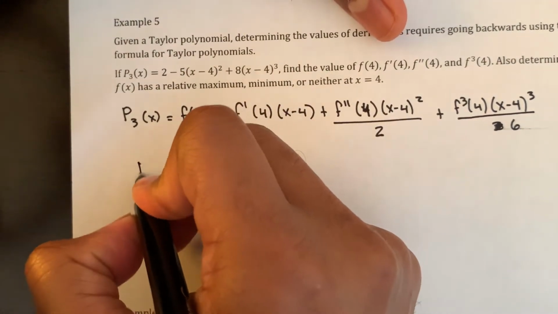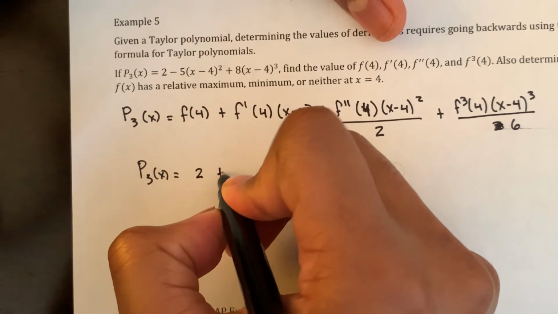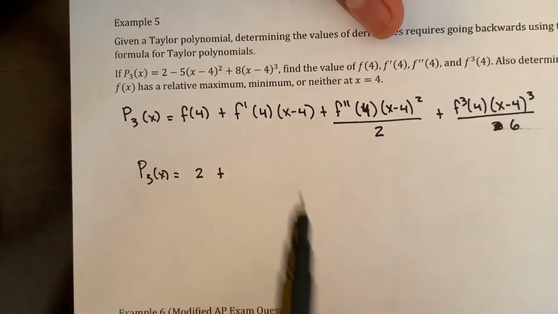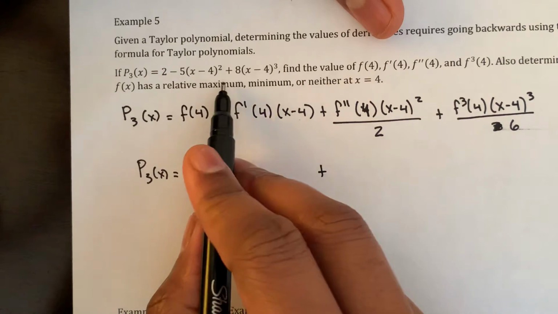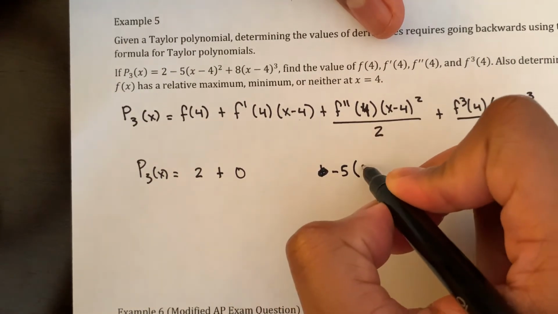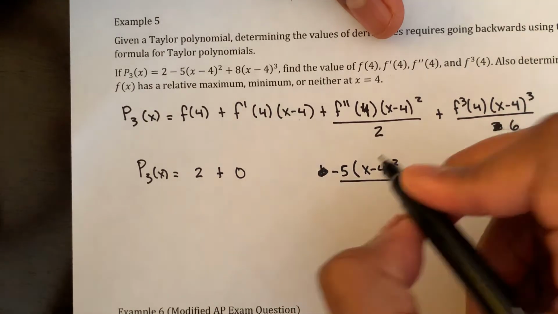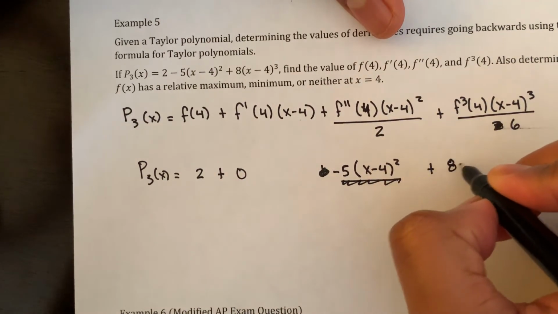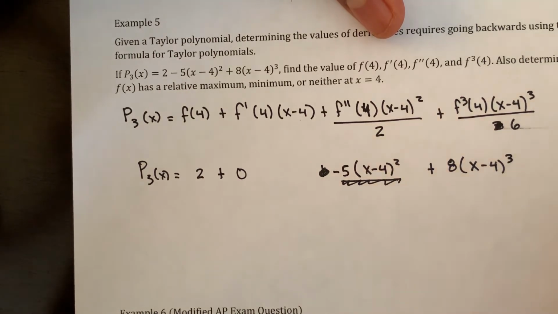Specifically, we know that our P3 of x is 2 plus, we don't have an x minus 4 term to the first power, so we're going to put in a 0. And then the second degree we have, well, minus 5 times x minus 4 squared over nothing. So we'll just leave that there. So then plus 8 times x minus 4 cubed, and that's it.